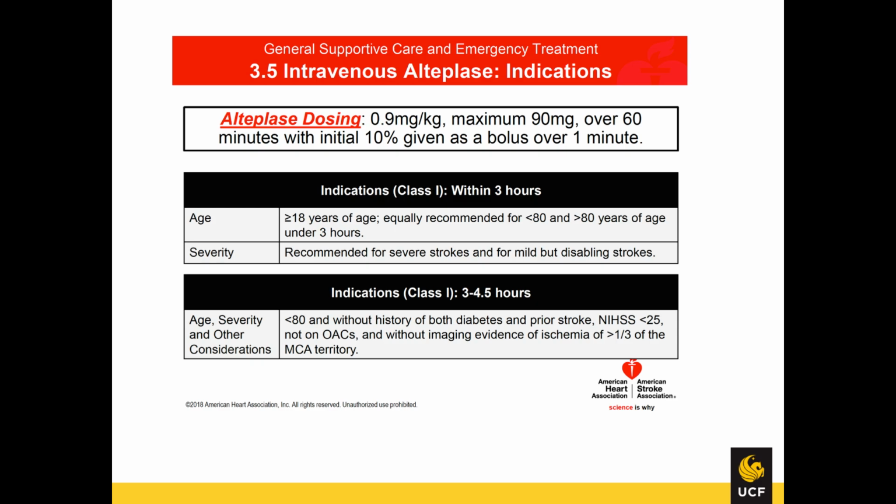For class 2, so now we've extended it up to 4.5 hours. Looking at age, severity, and other considerations, the patient needs to be less than 80, without history of diabetes and prior stroke. They need to have a stroke scale score less than 25, not be on any oral anticoagulants, and not have imaging evidence of ischemia of greater than 1/3 of the MCA territory. As long as they fall outside of those criteria, then we can extend that time up to 4.5 hours.